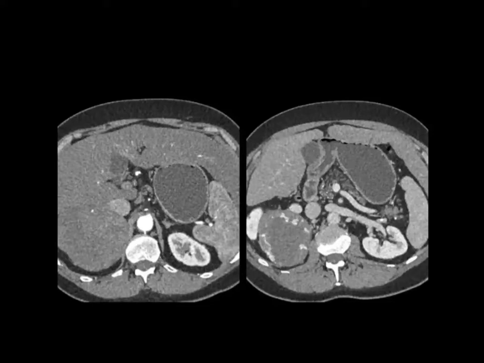Could this be a pheochromocytoma? There's some vascularity, but usually pheos are more vascular than this, so I would say that's unlikely. Melanoma can give very large metastasis. It's usually bilateral, usually doesn't have this kind of pooling or vascularity.